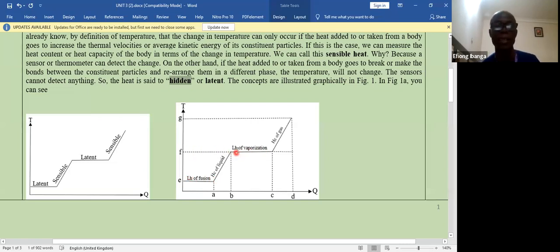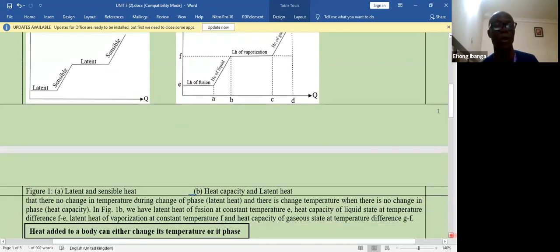So this is the latent heat of vaporization. This is the latent heat of fusion. This is the heat capacity of the liquid. And this is the heat capacity in the gaseous state. I hope you understand that. This is a very simple diagrammatic representation of what I think you already know.